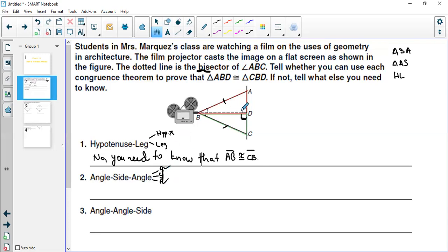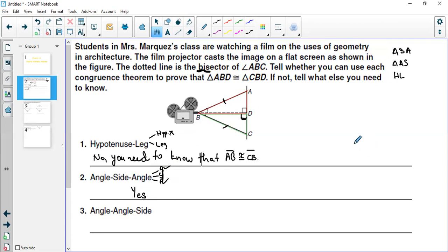Included side means this should connect both the angles. That's called the included side. So can we find out from the figure that the included side of both of them is equal? Yes, we can, because by the reflexive property BD is equal to BD. So yes, we can use angle side angle to prove this.